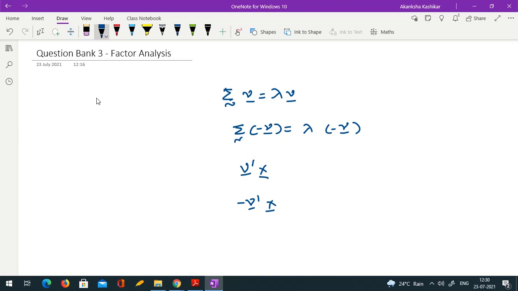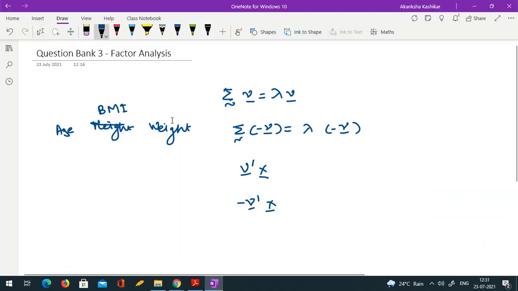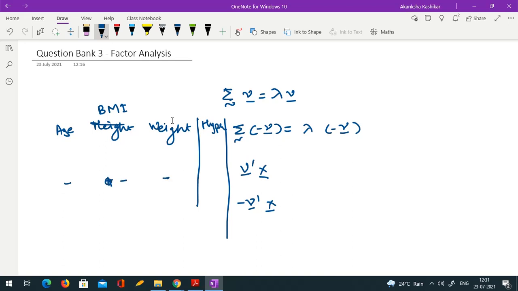suppose you have some data on, say, age, height, weight, and you are trying to relate this, maybe instead of height let me take BMI, to, say, the probability of getting hypertension. Suppose you get a first PC where age has a negative coefficient, BMI also has a negative coefficient, weight also has a negative coefficient.